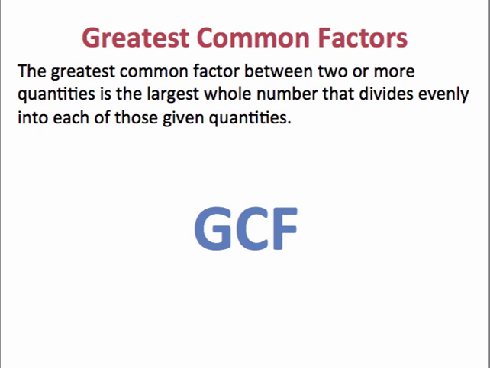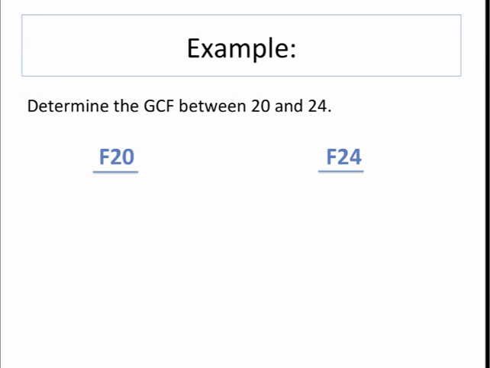So next we'll take a look at what it means to be a greatest common factor. The greatest common factor between two or more quantities is the largest whole number that divides evenly into each one of those given quantities. So for the first example, we'll go through and find the GCF between two smaller numbers, 20 and 24. Now for this type of problem, all you have to do is come up with a list of factors and circle the largest one between the two. So 20 breaks down into 1 and 20, 2 and 10, and then 4 and 5.